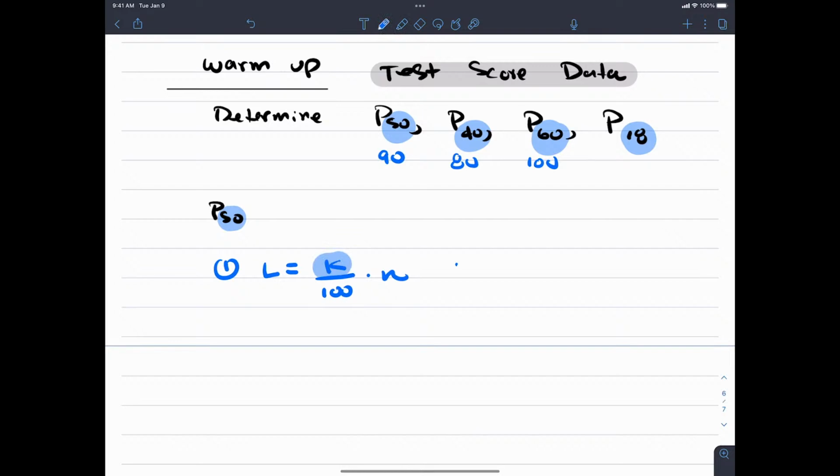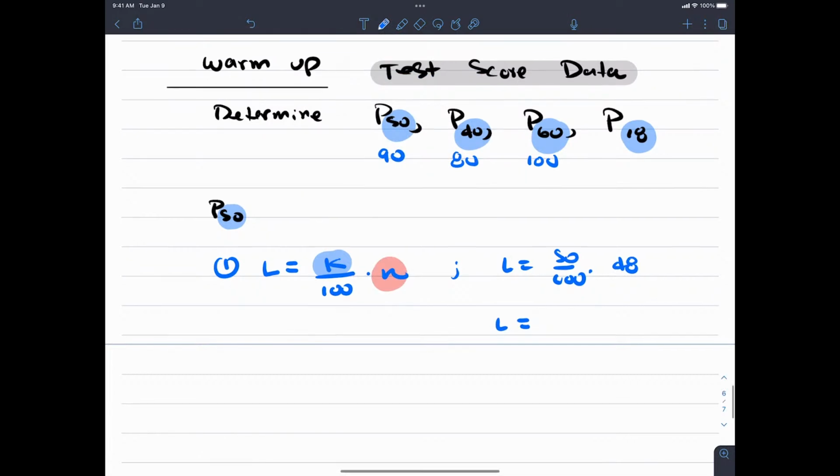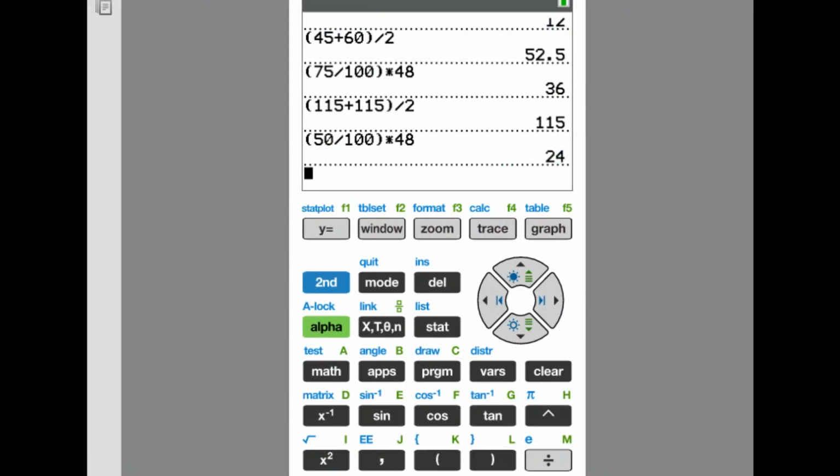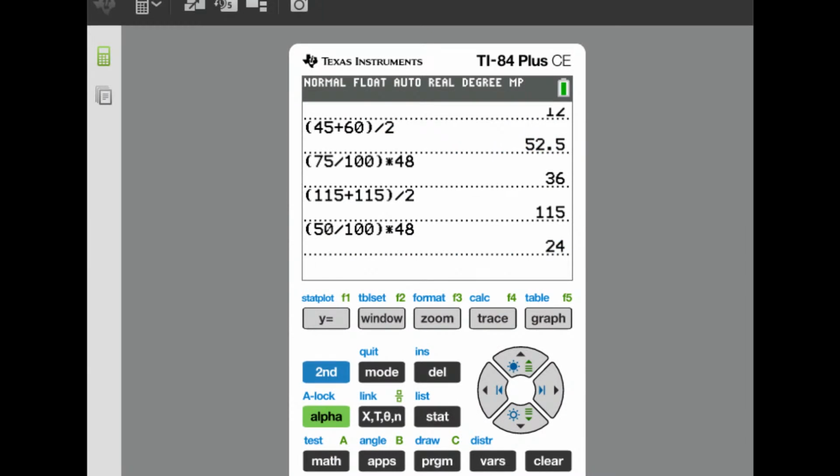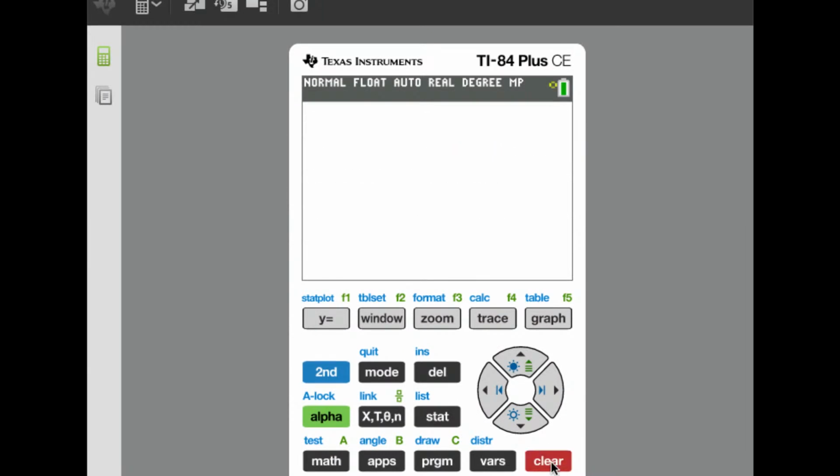50 goes here, is that right? So 50 over 100. What's the sample size from yesterday? That's 48, and I'm going to keep it blue. All righty, 48, good. So you know what 50 over 100 times 48 is by any chance? Yeah, it's going to be 24. So let's clear this out. We'll put it in 50 divided by 100 times what number? 48. And sure enough, yes, you get what? 24.